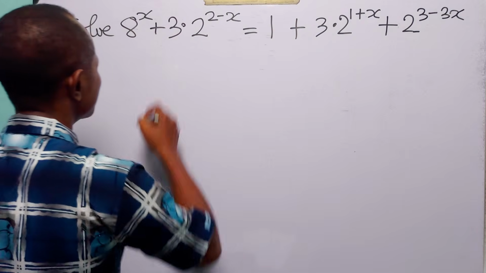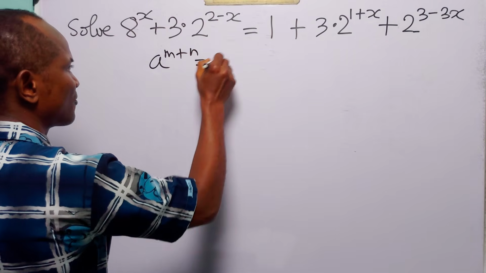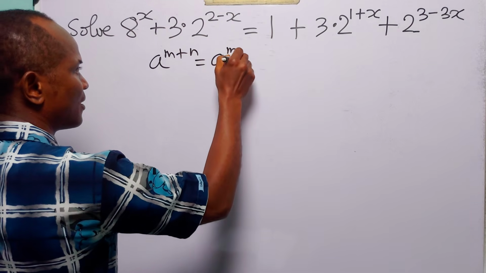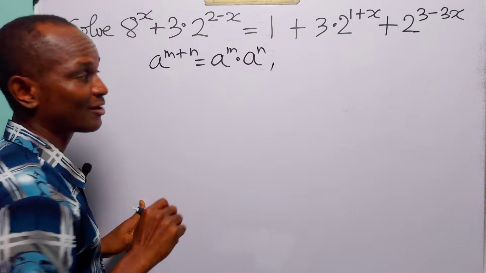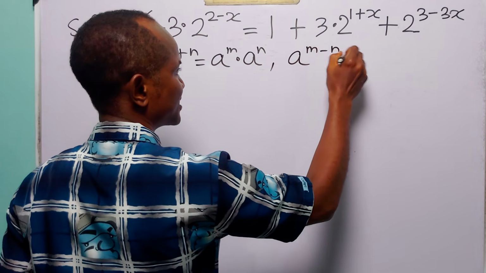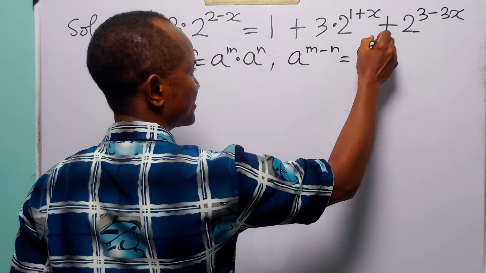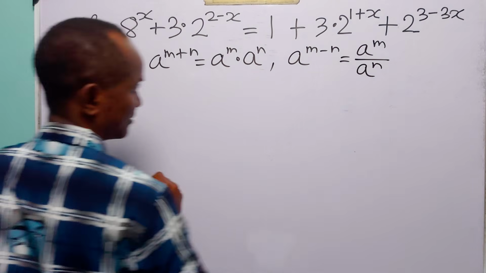The first law is that a to the power m plus n is equal to a to the power m multiplied by a to the power n. And the second law is that a to the power m minus n is equal to a to the power m divided by a to the power n.